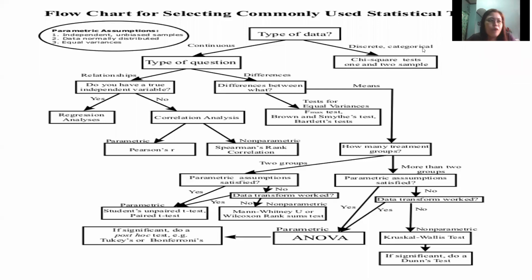And then sa inyong statistics, I have presented this flow chart na gamiton nato in deciding what type of statistical test are we going to use. So sa flow chart, you have the parametric assumptions. Kani ang mga requirement nato para makaingon ta na parametric test ang atuang gamiton. So number 1, we have samples that are independent and unbiased. And number 2, kailangan normally distributed ang ato ang data.